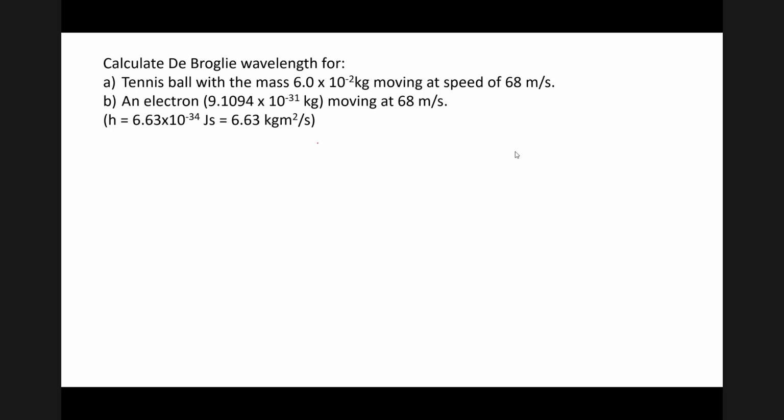De Broglie wavelengths for the moving electron is given by this equation right here. Lambda equals h, which is Planck's constant, divided by m, which is the mass, times v, which is the velocity. So it's going to equal 6.63 times 10 to negative 34 kilogram meter square per second. This is an alternative unit for Planck's constant using the dimension analysis for joule to equal kilogram meter square.